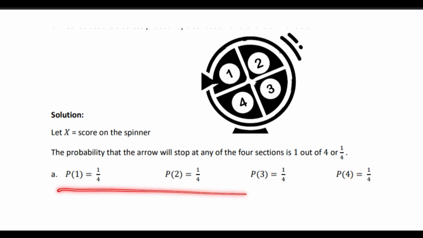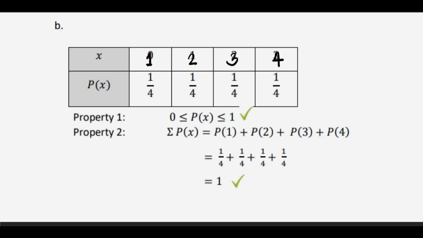So, take note, these are all between 0 and 1, meaning 1/4 or 0.25 is between 0 and 1, which satisfies the property. If we plot the result on a table, the random variable X is equal to 1, 2, 3, and 4, and the probability of the random variable X is 1/4, 1/4, 1/4, and 1/4. So by property 1, the probability of the random variable X is between 0 and 1 inclusive.